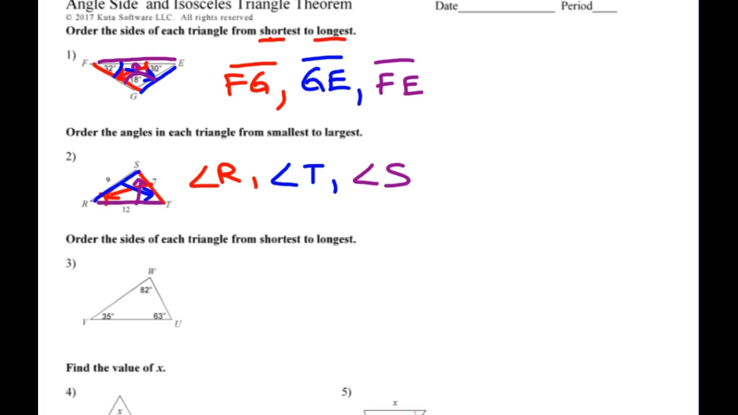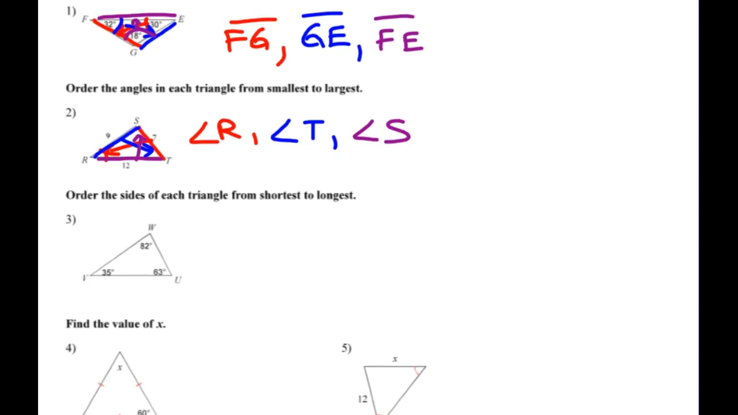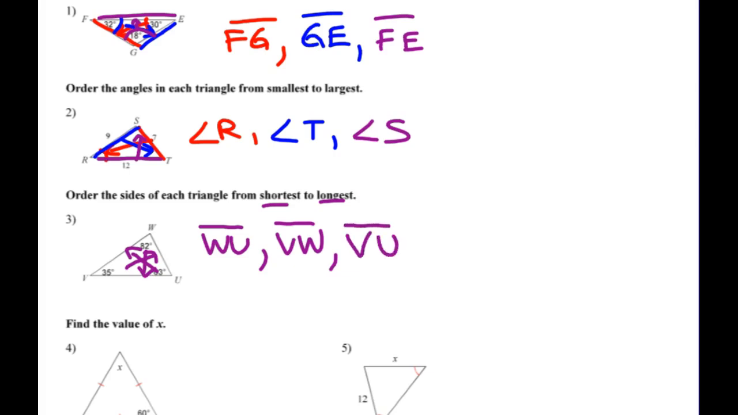So we can similarly do number 3, like we did number 1, except it's shortest to longest, right? So the shortest side is across from the smallest angle, WU. The middle angle, 63, that's going to be VW. And then the longest is across from the biggest angle, that would be VU. Okay.